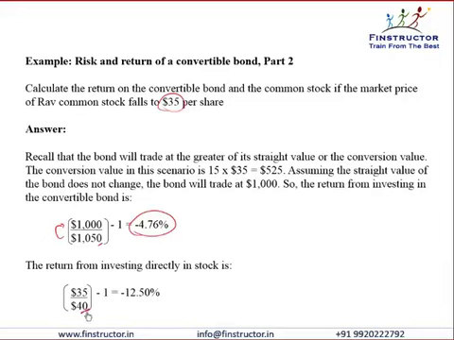Whereas had we invested directly in the stock, then our loss would have been to the tune of 35 upon 40 minus 1, that is 12.5%. So investing in convertible bonds limits your upside to the extent of the conversion premium, but limits your downside because the convertible bond will have a straight value.